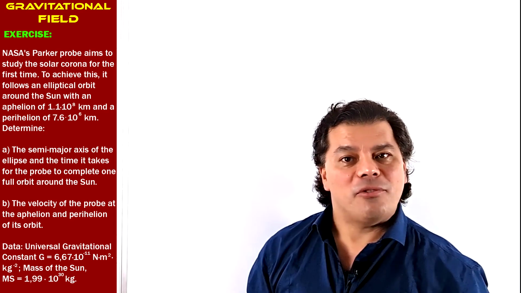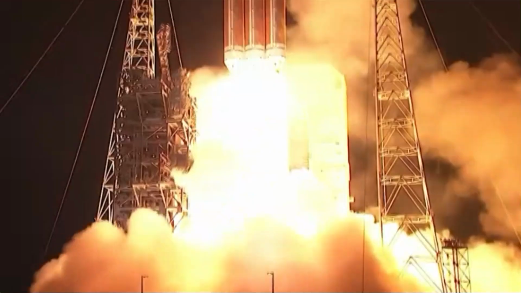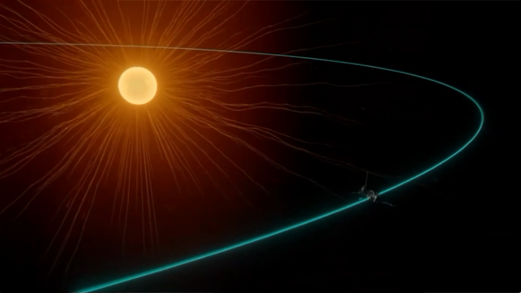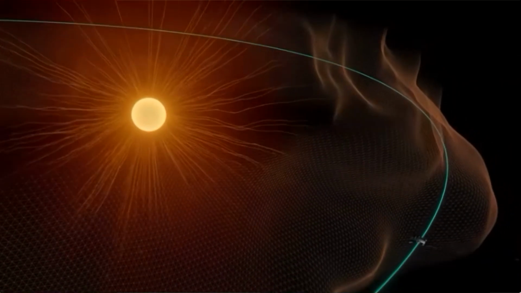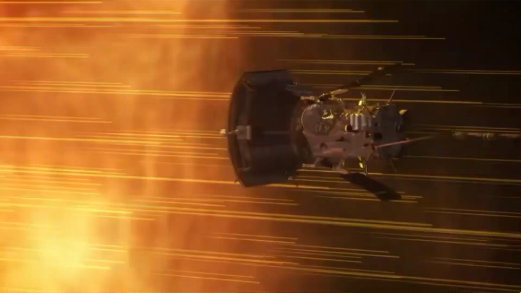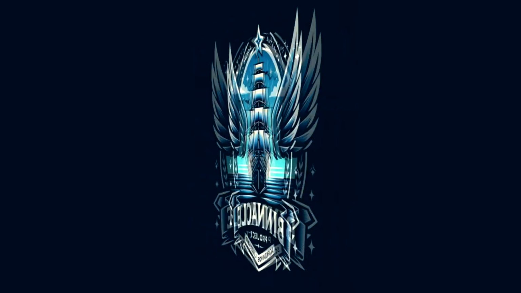In today's problem, we set out to fly around the Sun. The star of the show is the Parker probe launched by NASA in 2018 on its journey to orbit our star. The magic of this problem is that simply by knowing the radius at perihelion and aphelion, we can determine the velocities at these points. So, let's get started.